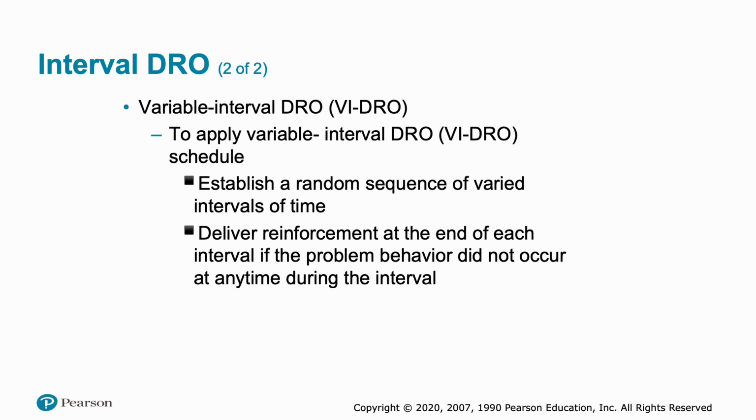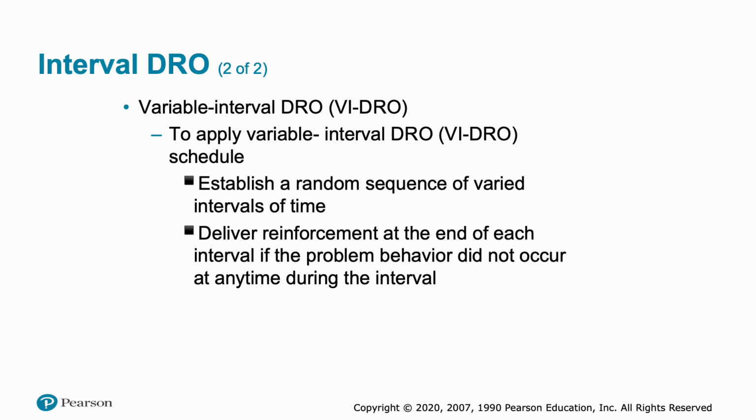Then we have variable interval DRO, which is the opposite of fixed interval. With fixed interval, we're specifically saying exactly how long each interval is going to be, whereas with variable interval DRO, it's more unpredictable, and you establish a random sequence of varied time intervals.